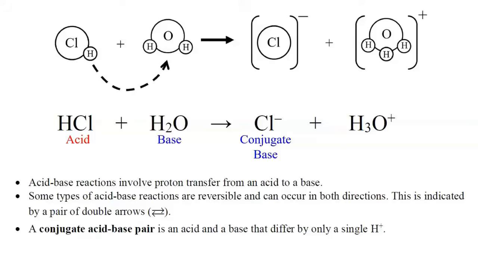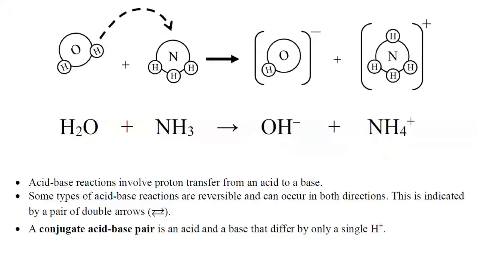Water in this reaction is acting as a proton acceptor. So water is a base. Where is the conjugate acid for water? Again, on the opposite side of the equation, that would be the hydronium ion, H3O+. And again, look at the formula for H2O and H3O+. They only differ by a single H+. So they are a conjugate acid-base pair.